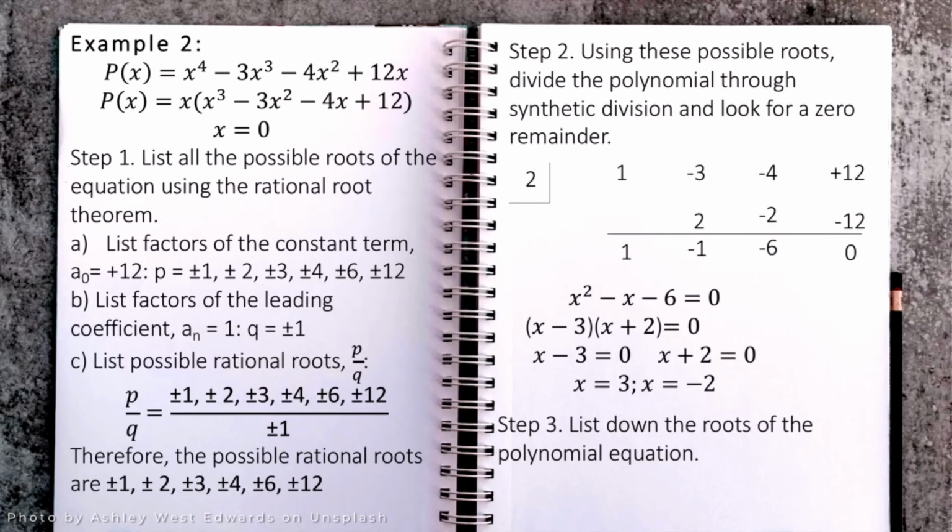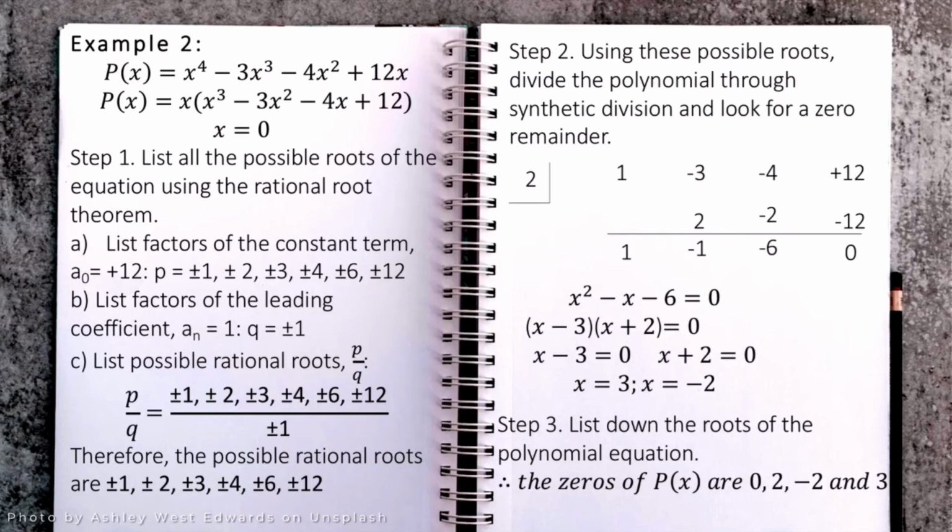Okay, step 3, list down the roots of the polynomial equation. Therefore, the roots of the polynomial equation or the function of x are 0, 2, negative 2, and 3. This is the first root that we have. Then, this is the second root. By factoring, we get positive 3 and negative 2. Then that's all the roots of our polynomial equation.